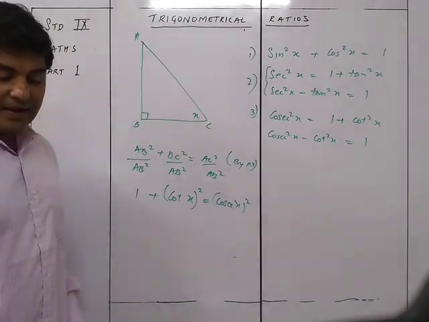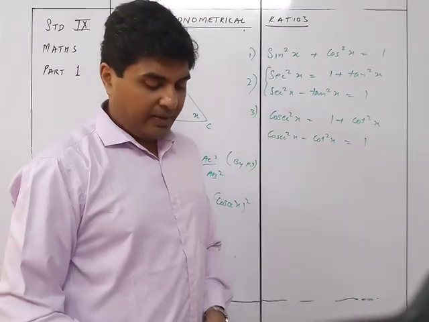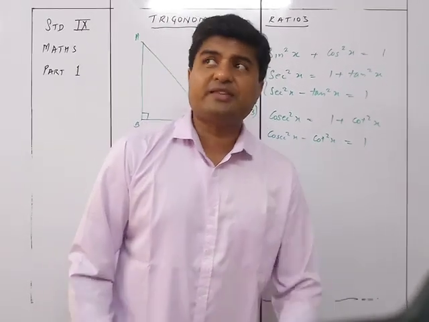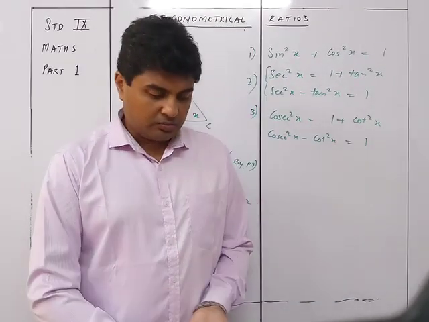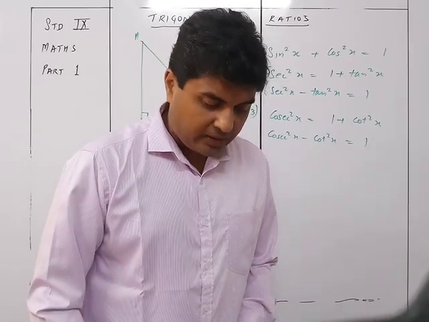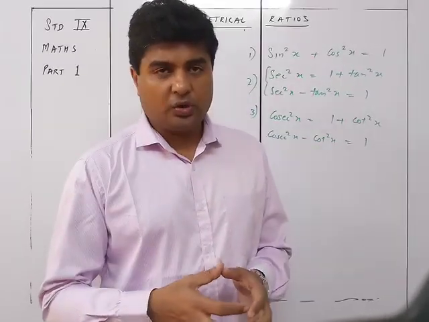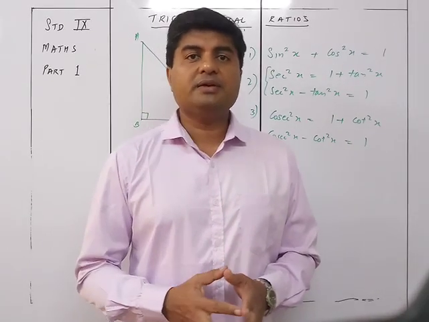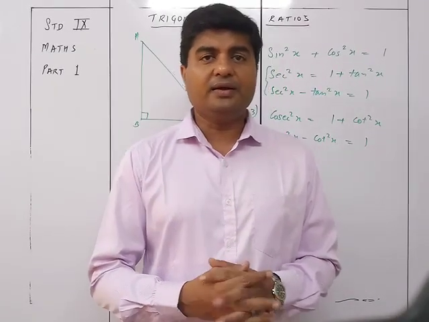So these are the three very important square relationships between sin, cos and tan. That is the main part over here. So this was about the explanation of the trigonometric ratios. We'll take up the sums of trigonometry in the next video.